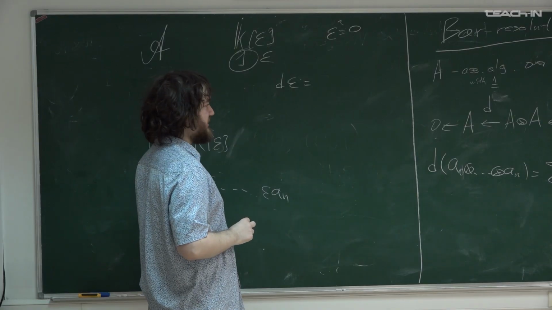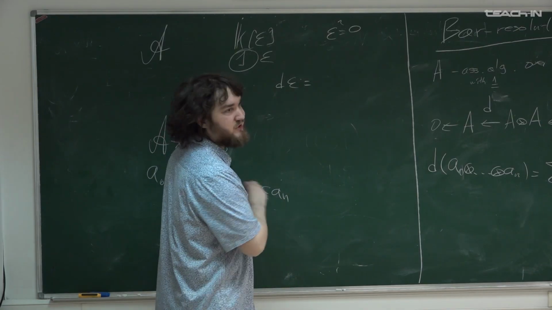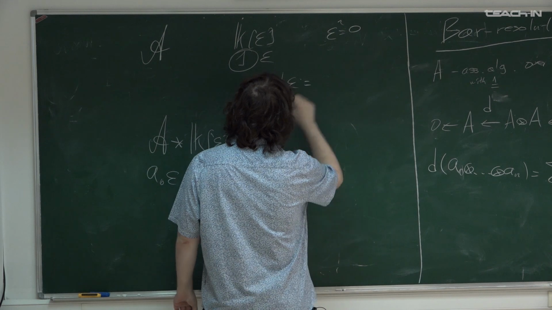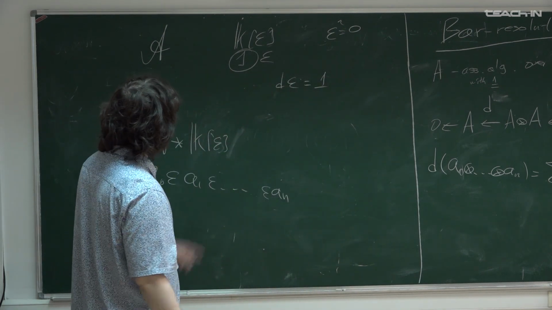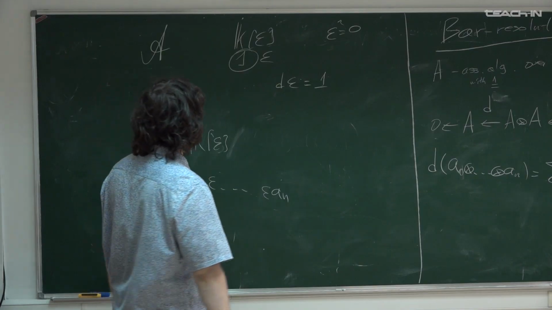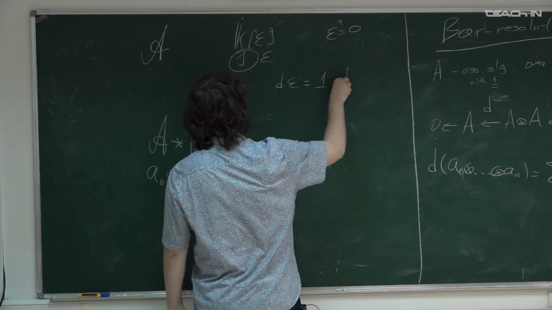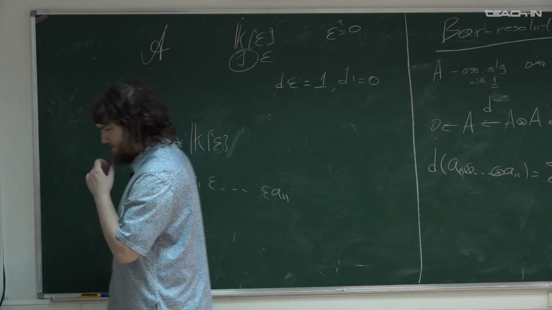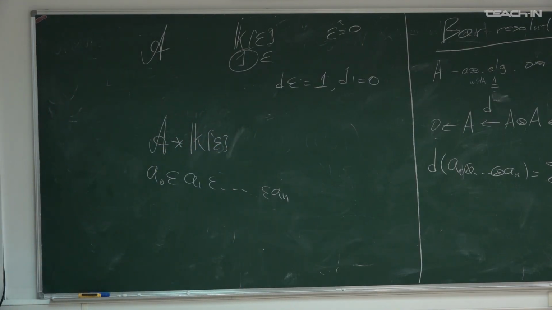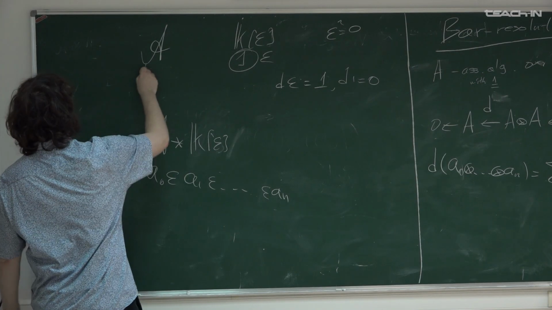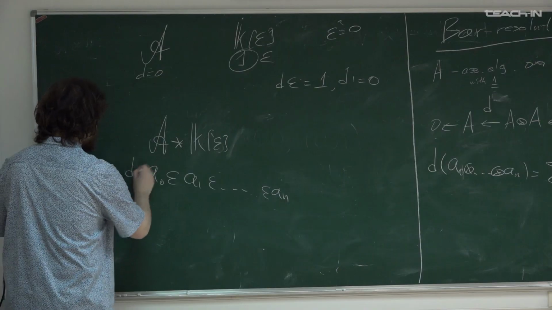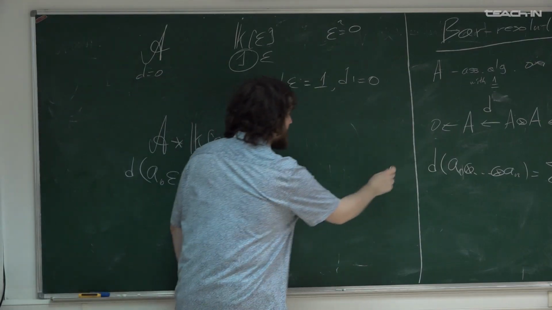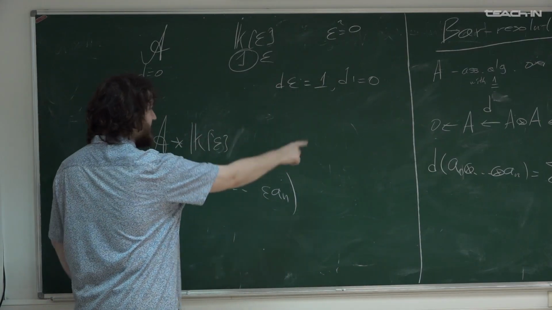Unit, yes. d of unit is 0, so it squares to 0. Here d is 0. And then what's the differential here? This is the same formula. If you denote epsilon by tensor, you obtain the same formula.